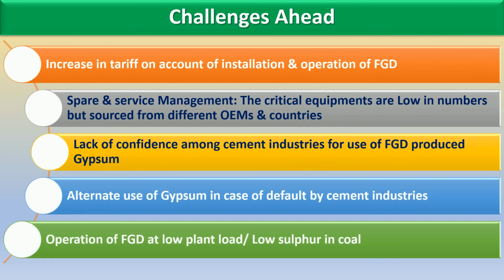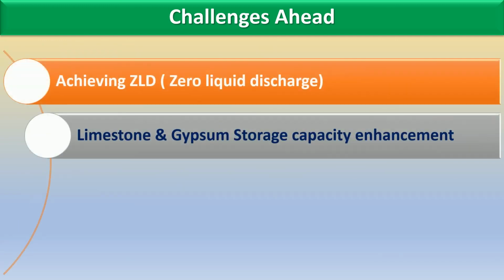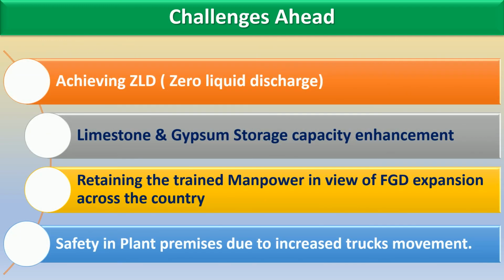Increase in tariff due to installation and operation of FGD. Spare and critical equipment are low in numbers but sourced from different countries. Lack of confidence among cement industries for use of FGD produced gypsum. Alternate use of gypsum in case of default by cement industries. Operation of FGD at low plant load and at low sulfur coal. Achieving zero liquid discharge. Enhancement of limestone and gypsum storage capacity. Retaining the trained manpower in view of FGD expansion across the country, and increase of truck movement may hamper the safety of the plant.